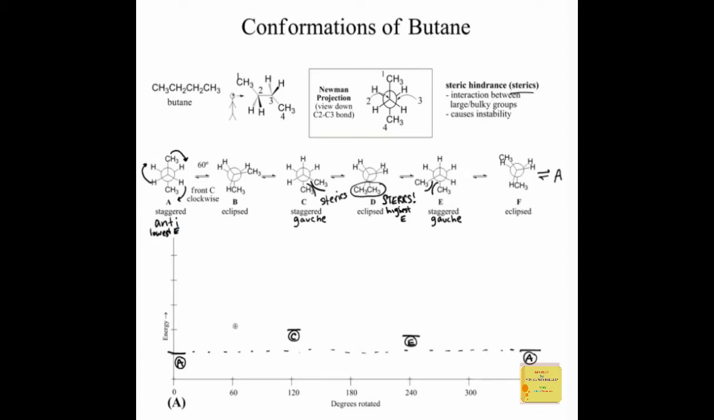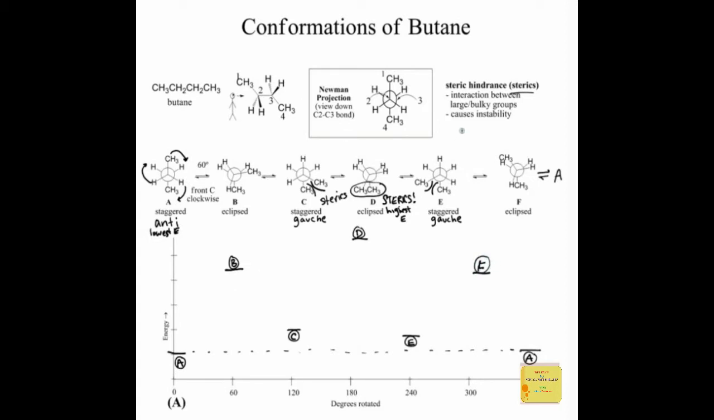So when we come to B, it's going to be a high energy conformation. But when we get to D, the eclipsed one, it's going to be the highest energy. We're going to put that up, the least stable. We're going to put this all the way up here. And then when we come to our final eclipsed structure, F, it has the same interactions that B does, the methyls with the hydrogens. So we're going to put that at the same level, exact same energy as B.